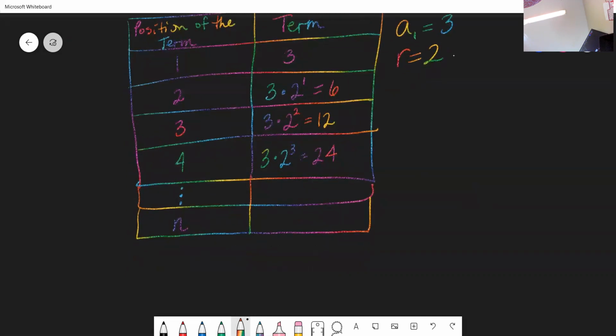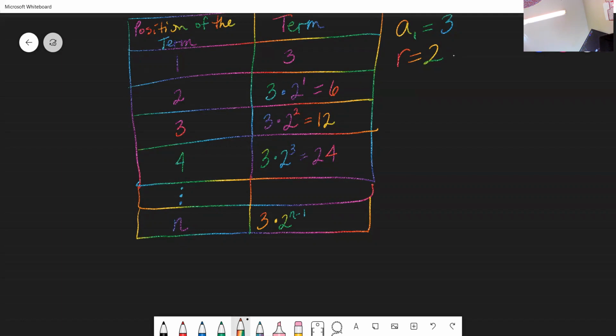To any number. So this means the term at any position n is the first term, A1, times the ratio with exponent n minus 1. And that's what they're showing you right there. This is just a recreation of the table that's already on page 160.